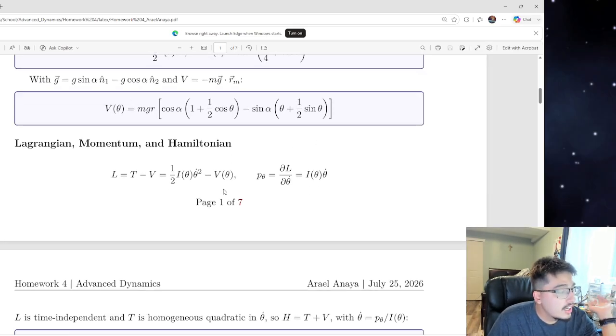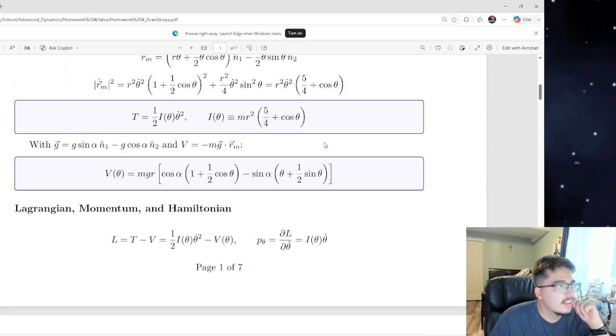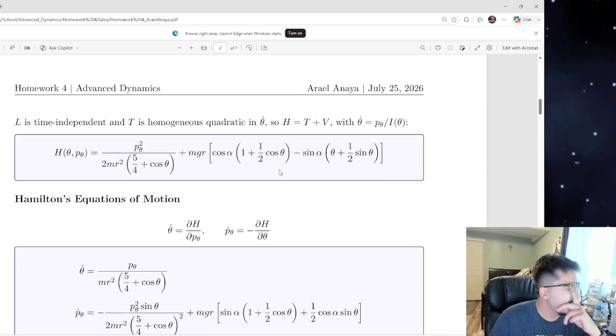Then I need to solve for the Lagrangian, which is our kinetic energy minus our potential. I just write it out in equation form because I didn't need to rewrite the whole thing: 1/2 I of theta times theta dot squared minus the potential energy function. Because everything here depends on theta, except for this theta dot squared, finding the momentum is very easy, because that's just the partial derivative of the Lagrangian with respect to theta dot, which ends up being I of theta times theta dot. And I mean I of theta being that bigger term I defined up here.